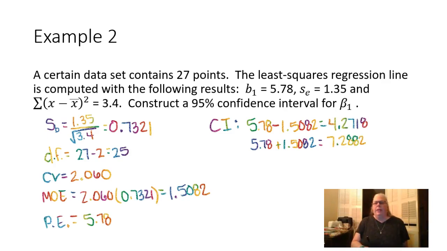All right, and the calculator gives me these results when I subtract the margin of error from the point estimate, 4.2718. But since my point estimate was rounded to 2 decimal places, I'm going to round that to 4.27. And then the point estimate plus the margin of error gives me 7.2882, which rounded to 2 decimal places is 7.29. And so here is my 95% confidence interval. We are 95% confident that the slope will fall between 4.27 and 7.29.